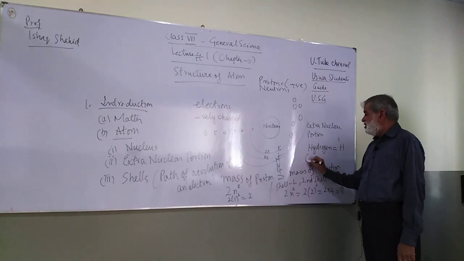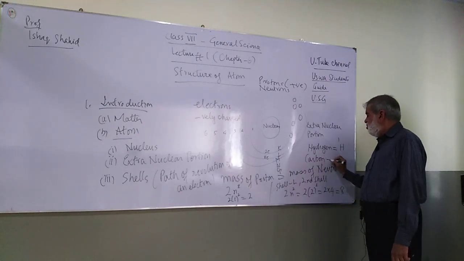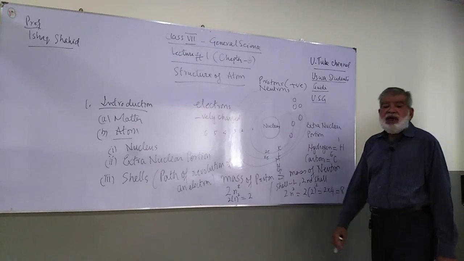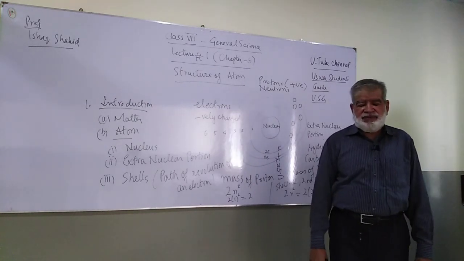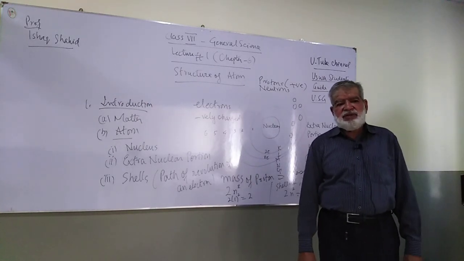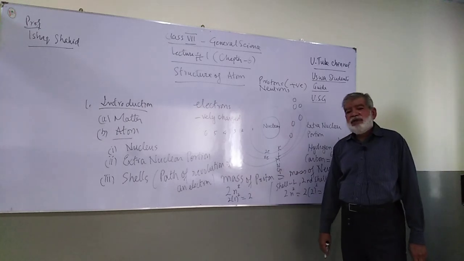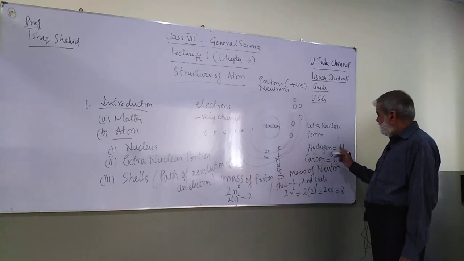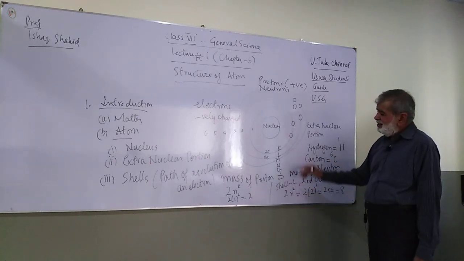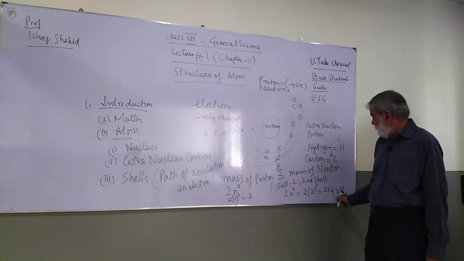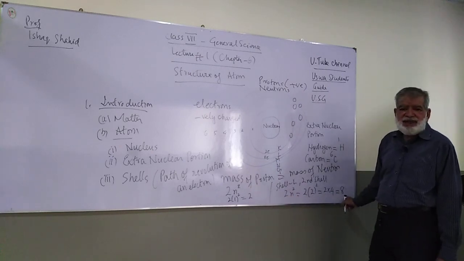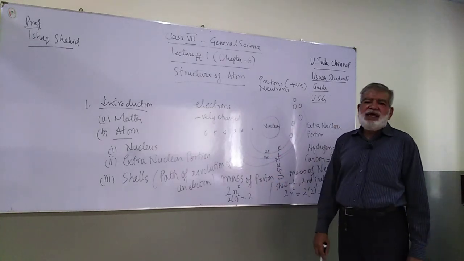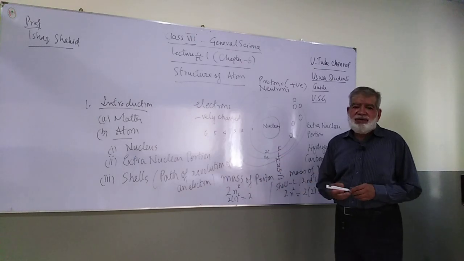Let's take another example, carbon. The symbol of carbon is C. It has 6 protons in the nucleus, and of course it has 6 neutrons along with it. With 6 protons in the nucleus, it has 6 electrons revolving around it. The maximum number of electrons in the second shell is 8. So it has 2 in the first shell and 4 in the second.